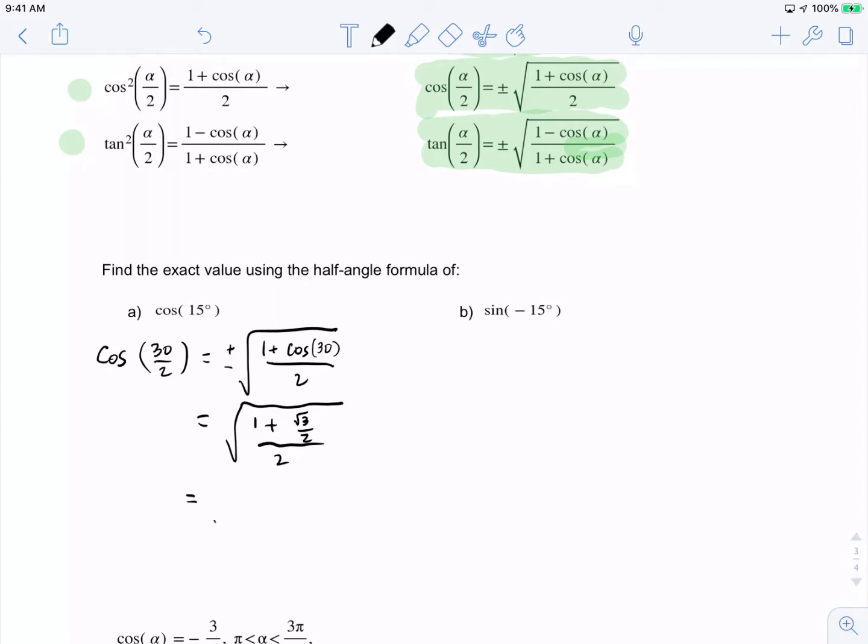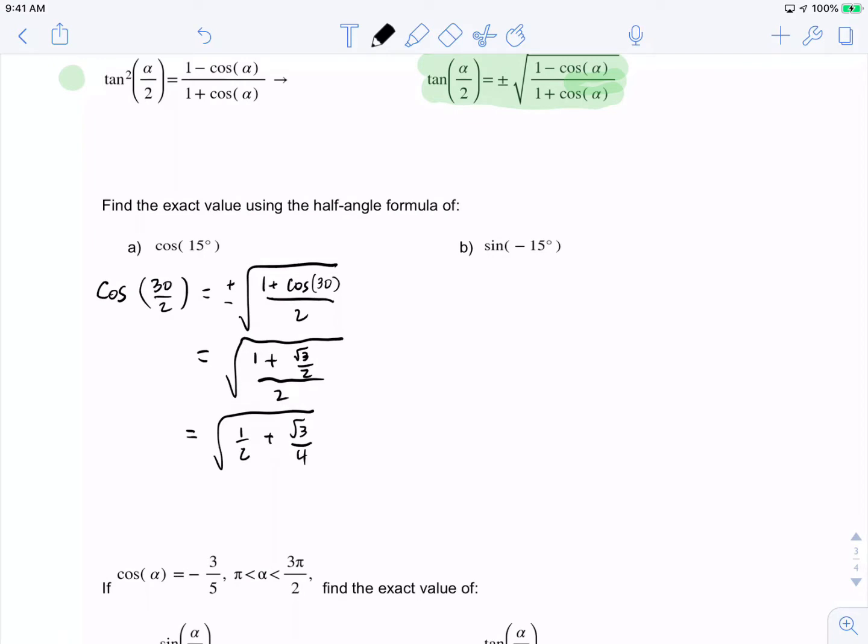So that's going to become the square root of 1/2 plus radical 3 over 4. You could leave it like that, or you could even do this. Go 2 plus radical 3 under the radical, and then pull out a half. And what I did there is I just made the common denominator of 4, and then took the square root of 4 and pulled it out.